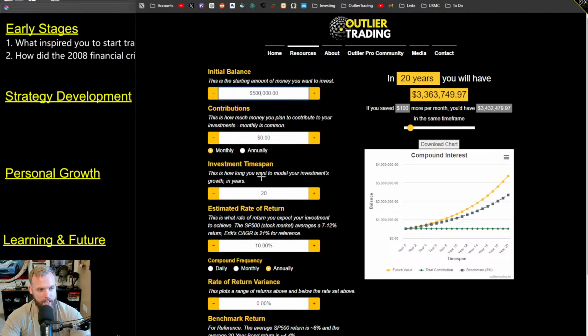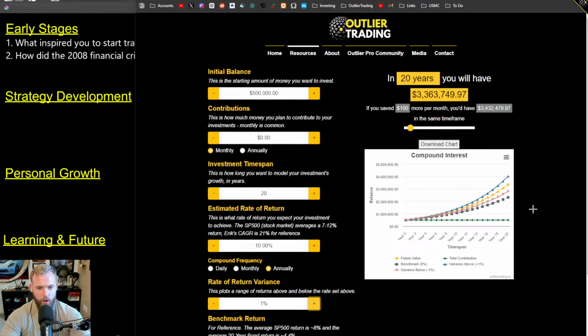What matters as your account grows, now let's take a look if you get a 1% return better over the same time frame. You would go from 3.36 to 4.03. That now matters because we've just added about $700,000, nearly $1 million by just getting a 1% better return.